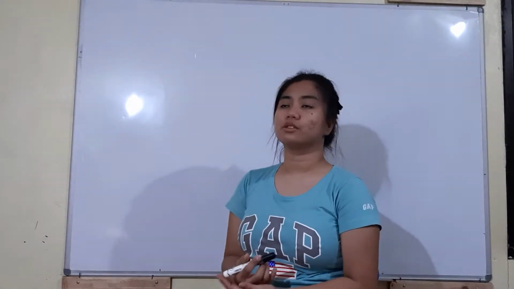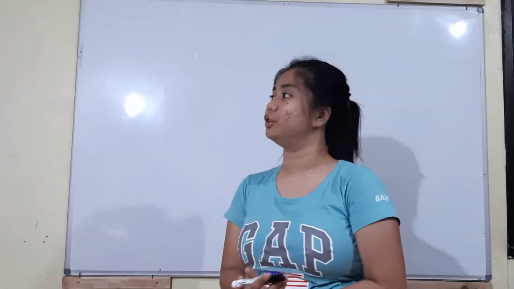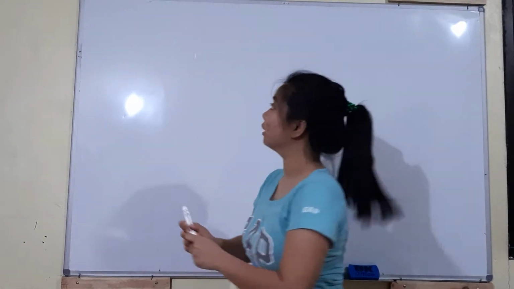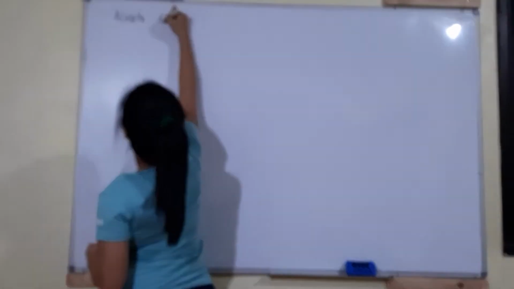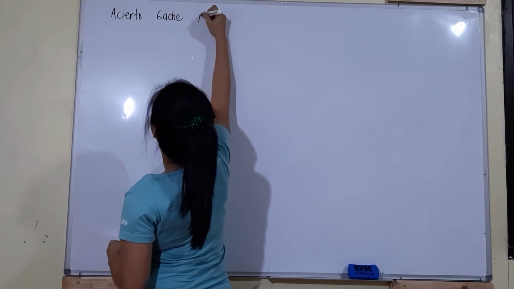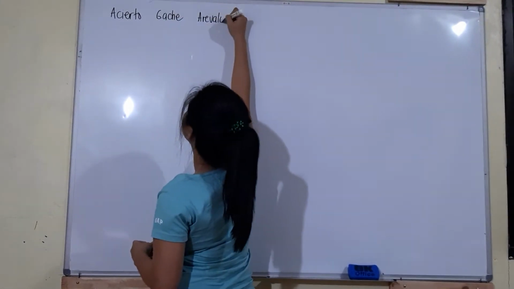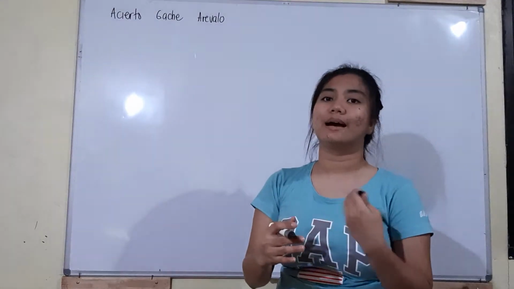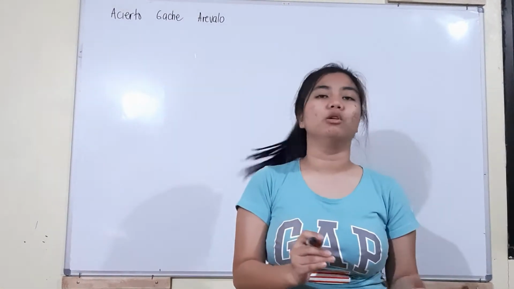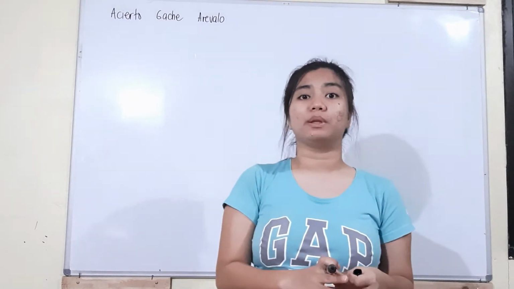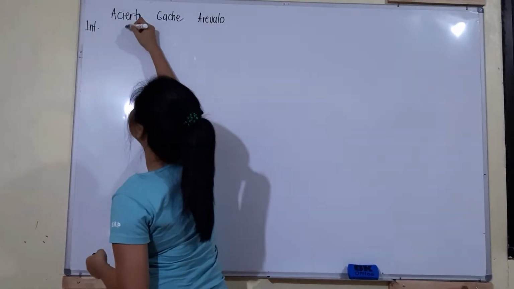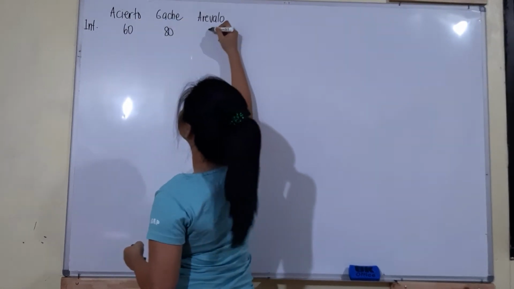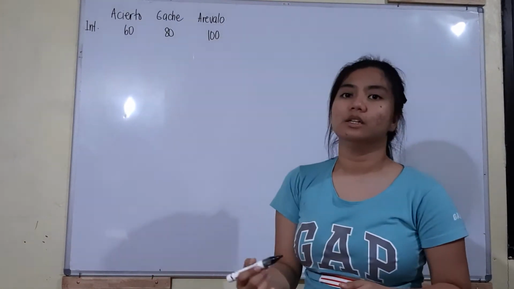Okay. So now let's start with case 1. We have Asherto, Gatche, and Arevalo. Since these partners do not have loan balances, loans payable or loans receivable, ibig sabihin nun, their capital is already equal to their interest. So, the interest we have is at 60, 80, and 100. So, what's the first step?